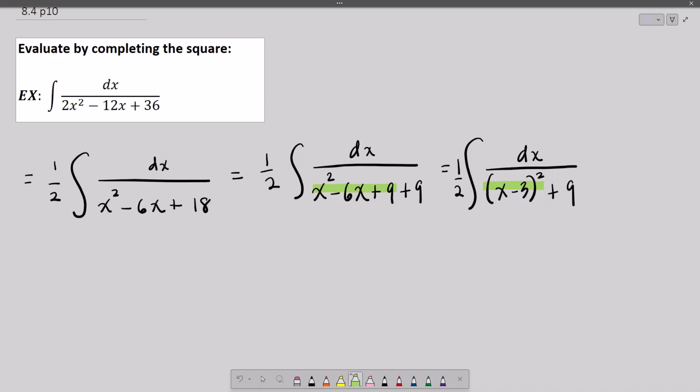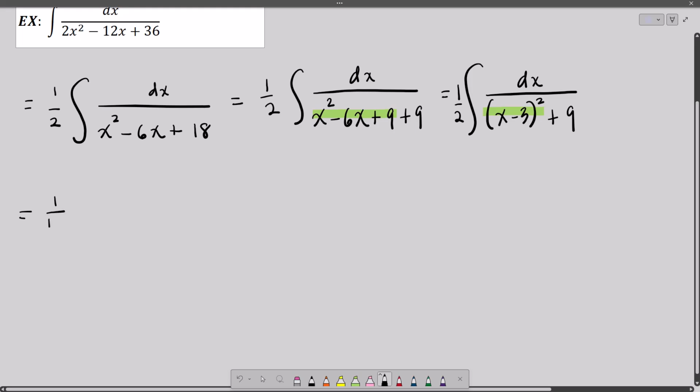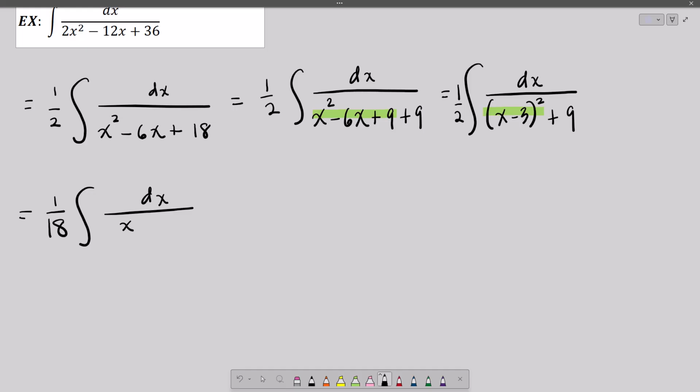Now we have sum of squares, but not sum of squares with a 1. So to force it to be sum of squares with a 1, we want to factor out that 9. So that's going to give us 1/18. And there is no 9 here, but you can make one there, so that your factorization takes that 9 and mashes it with the 2 out in front. So we end up with x minus 3 over 3, quantity squared, plus 1.